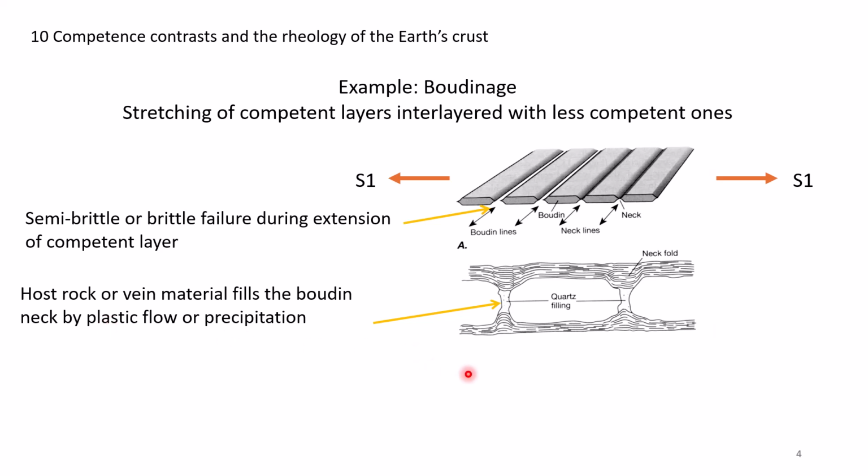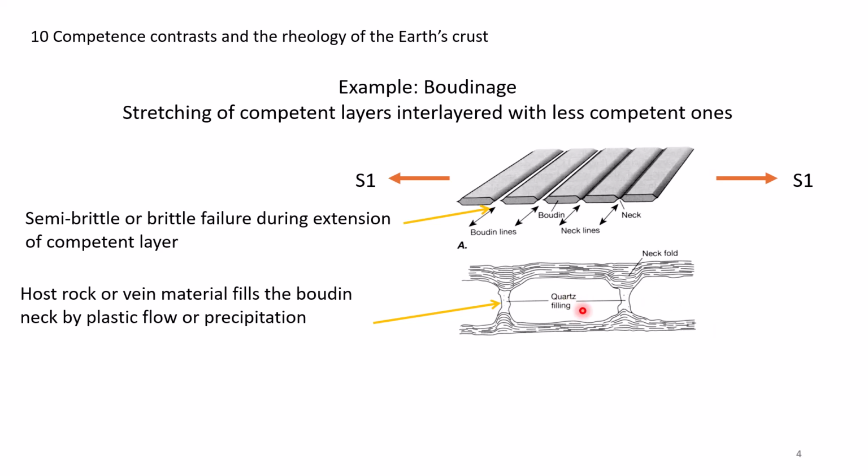In the illustration here at the bottom, we see some of the less competent over and underlying rocks, and we see here plastic flow is much more effective, and we see that the gaps, the necks between the boudins are filled by plastic flow that forms these kinds of fold-like geometries. That is what we refer to as a neck fold. And very often, if a hydrothermal fluid is present, we would find the precipitation of minerals from these hydrothermal fluids in the necks between the more brittle boudins.